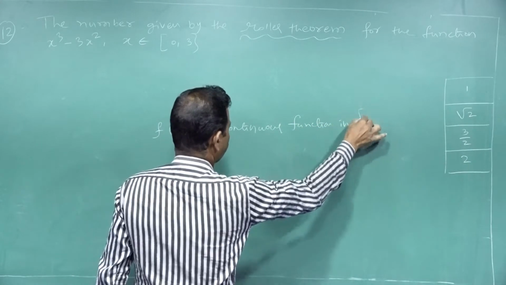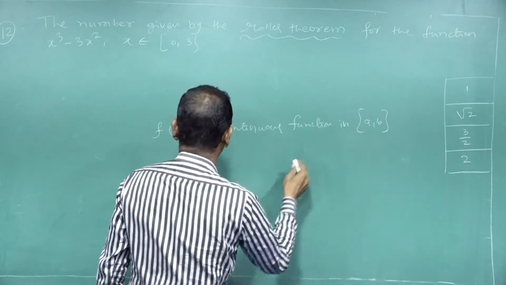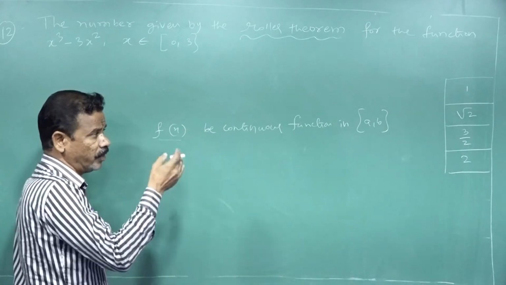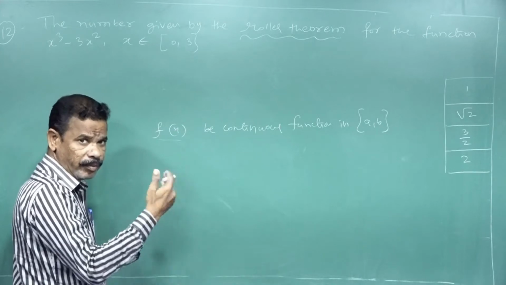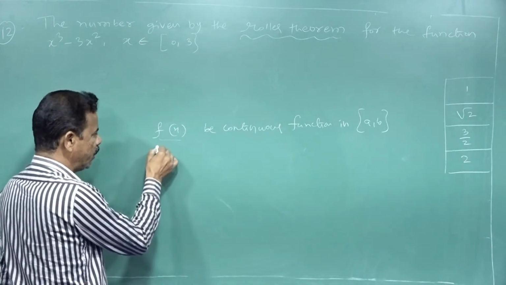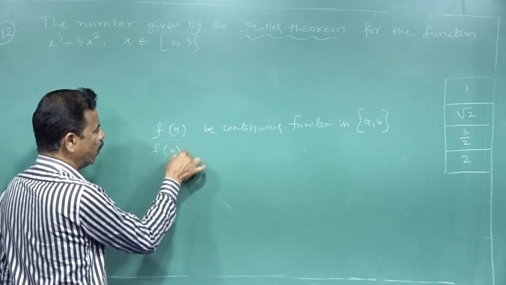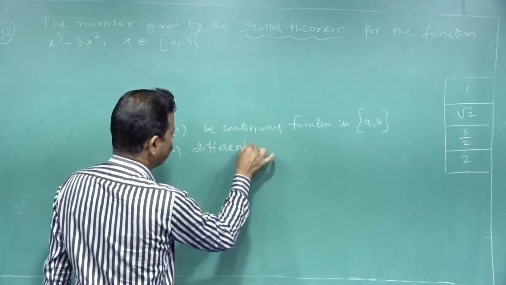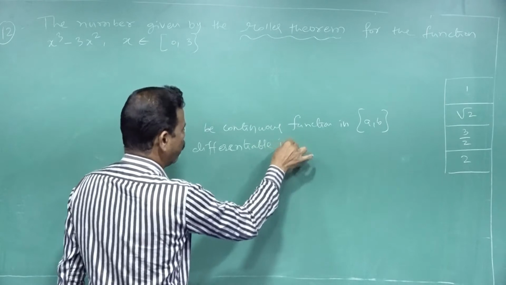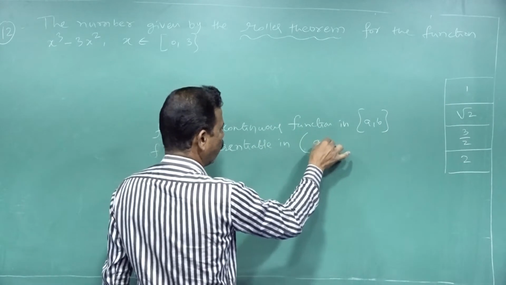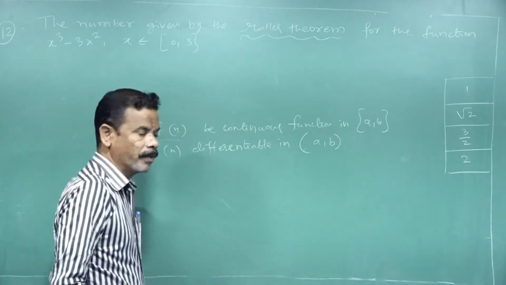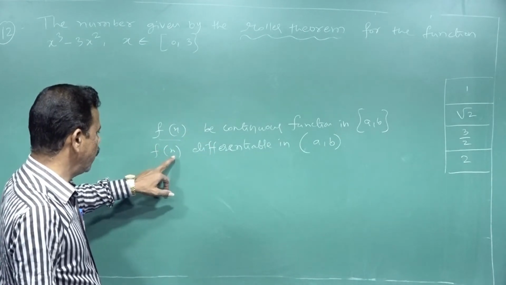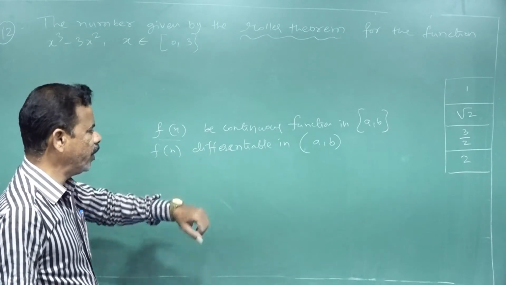In a closed interval [a, b]. So this is a continuous function in the closed interval [a, b], including a and b in between values also. Then f(x) is also a differentiable function in the open interval (a, b). So f(x) is a continuous function and f(x) is differentiable in (a, b).